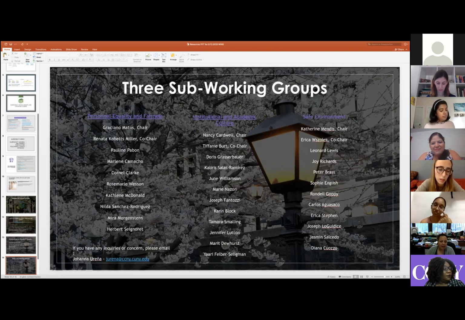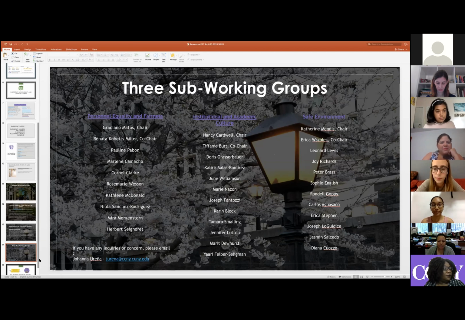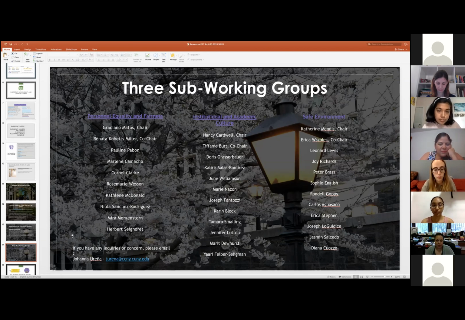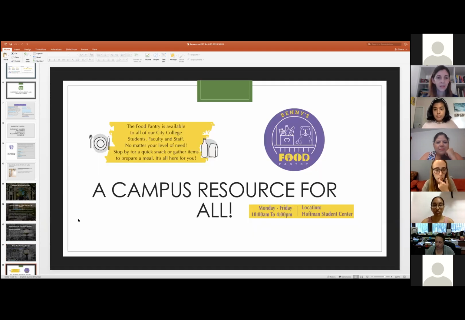Hold on, I'm gonna leave this up here. This is the last page I'll put up, but there are some other things that the college does that I think lots of people kind of forget about. We sometimes forget that we have a food pantry.